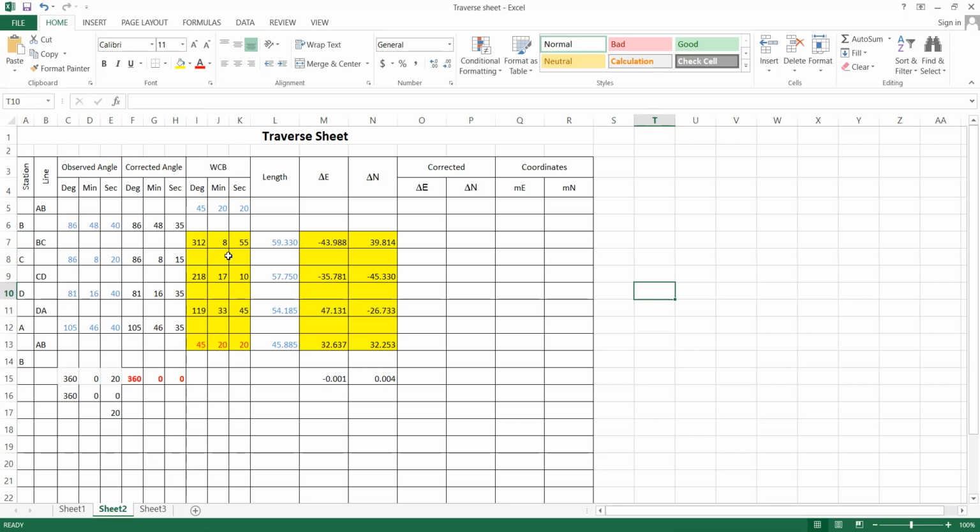Excuse me, sir. Yes. When we are doing the calculation, for example delta E, firstly we should do 59.330 multiplied by sine 312. How do we enter the degrees, minutes and seconds separately in the calculator?